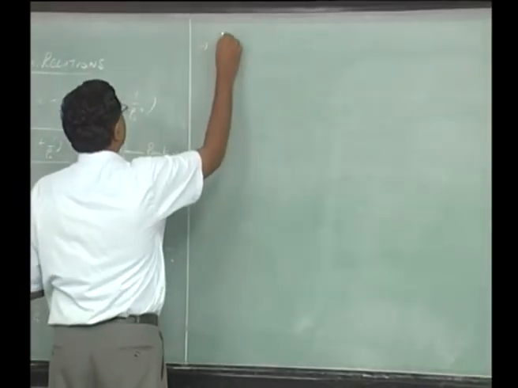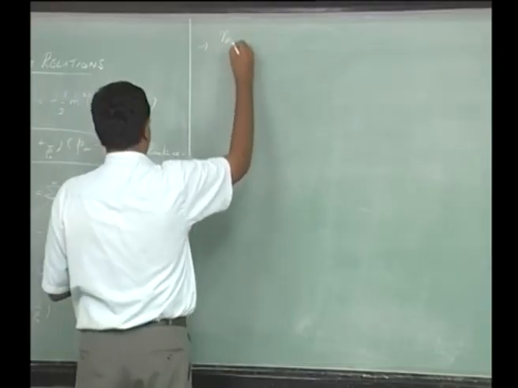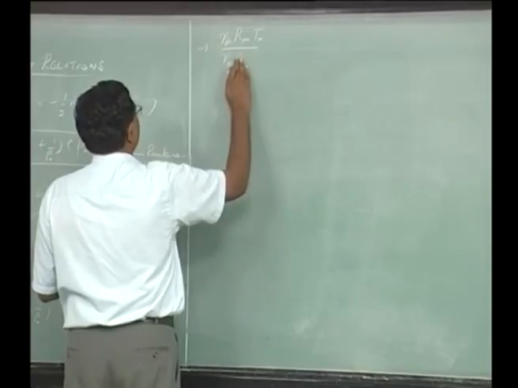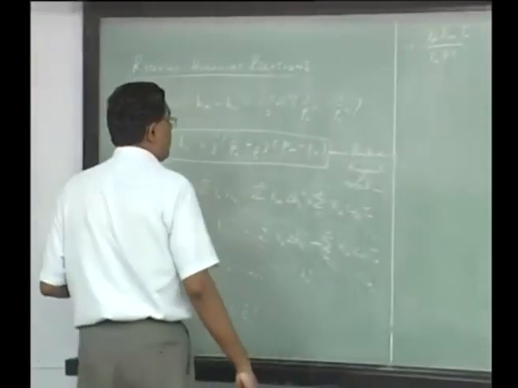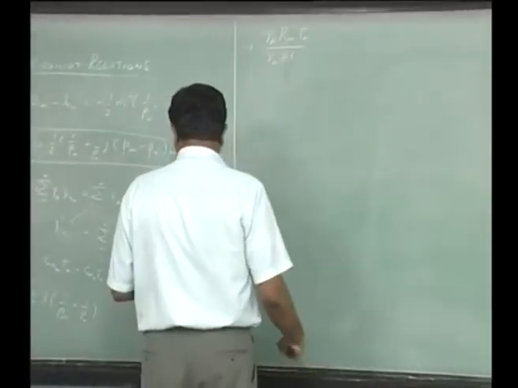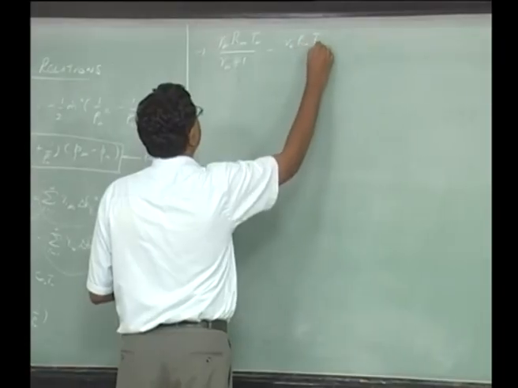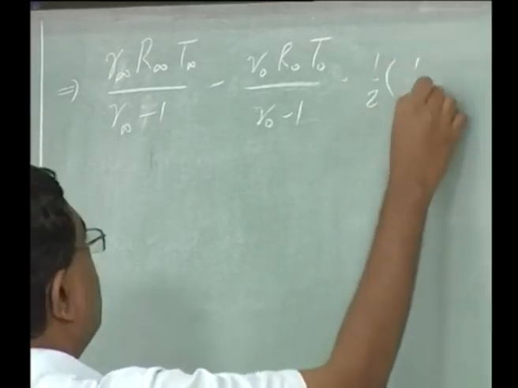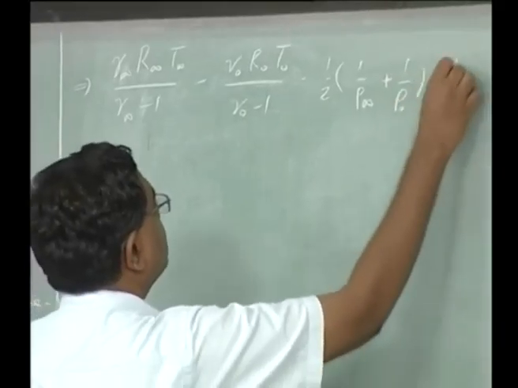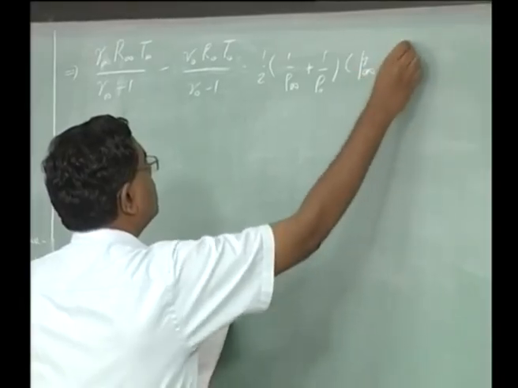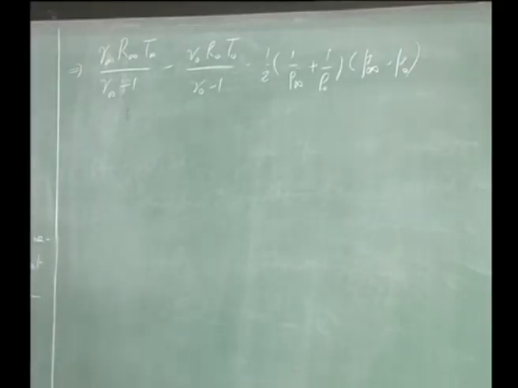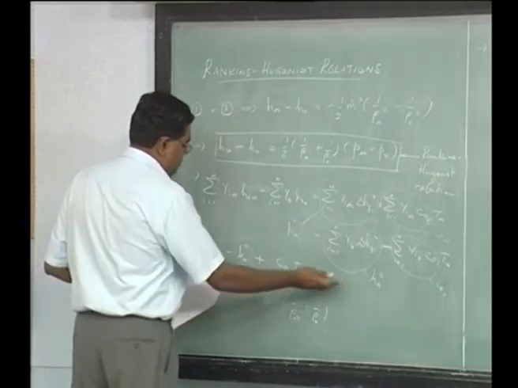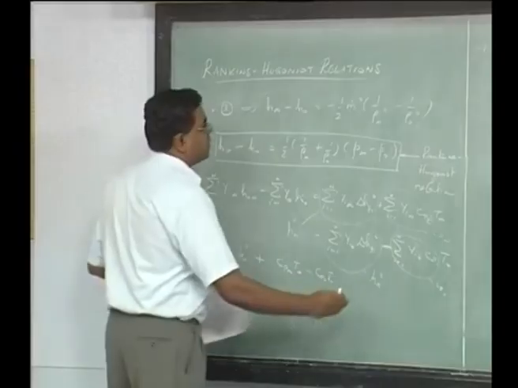So gamma infinity R infinity T infinity divided by gamma infinity minus 1. So Cp is being written as gamma R by gamma minus 1 basically, minus gamma naught R naught T naught divided by gamma naught minus 1, minus 1 half 1 over rho infinity plus 1 over rho naught times P infinity minus P naught. Okay. So you take this to the right hand side to the left hand side, and this term you now take to the other side with a negative sign.